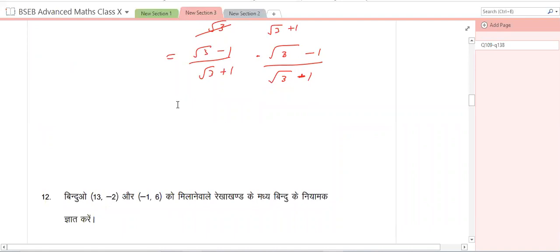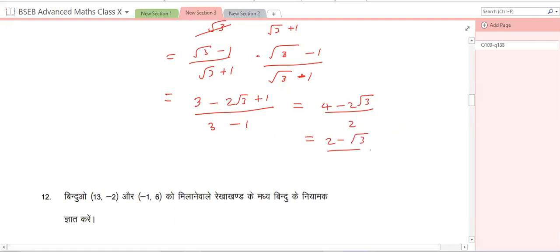What we can have here is equal to 3 minus, we are squaring this, root 3 times root 3 is 3, 3 minus 2 root 3 plus 1 over 3 minus 1. So what we have is 4 minus 2 root 3 divided by 2, which is equal to 2 minus root 3. That is the value of tan 15 degrees. Next question.